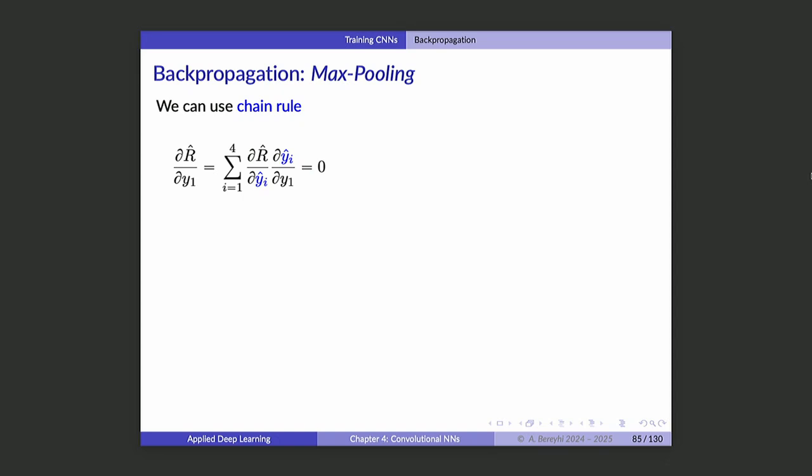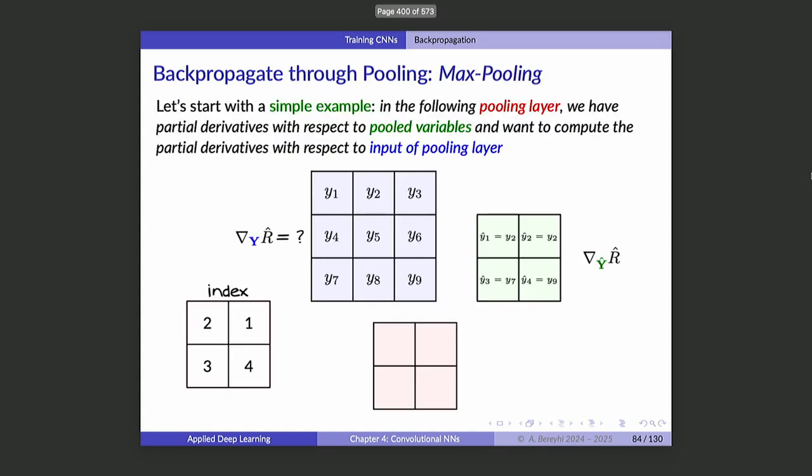Now, let's do it once again for y2. If I want to compute the gradient or partial derivative of r hat with respect to y2, then what should I do? Should I touch the first term, r hat with respect to y hat 1? It's going to stay here. Y hat 1 with respect to y2, great. So it's going to be y2. Again, r hat with respect to y hat 2, y hat 2 with respect to y2, and you keep on going, right?